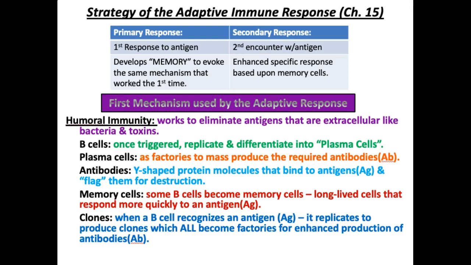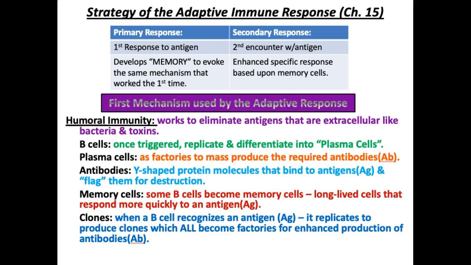So your B cells, your B lymphocytic cells, once they're triggered in response to an antigen, to something foreign, they replicate and they differentiate into plasma cells. So you can see plasma cells is next. Well, a B cell becomes a plasma cell only if it recognizes an antigen. So what do I mean by that?